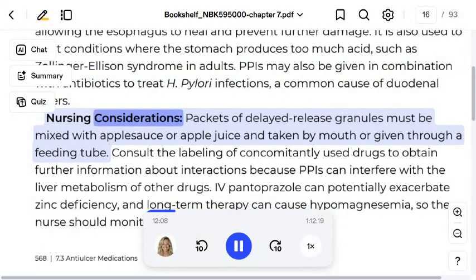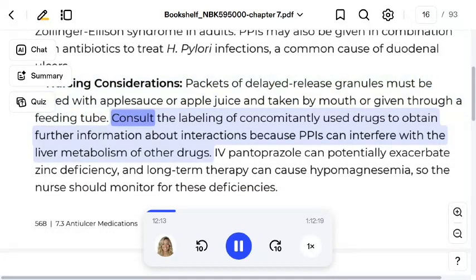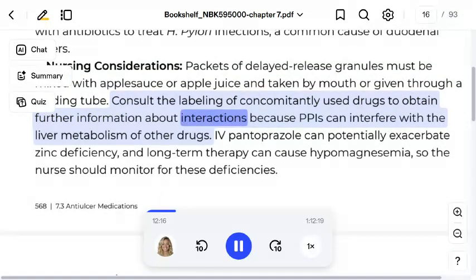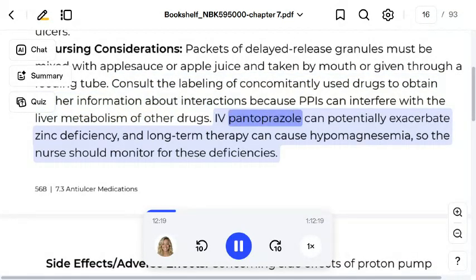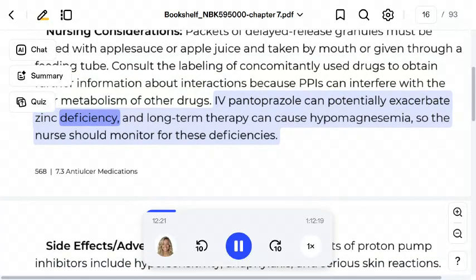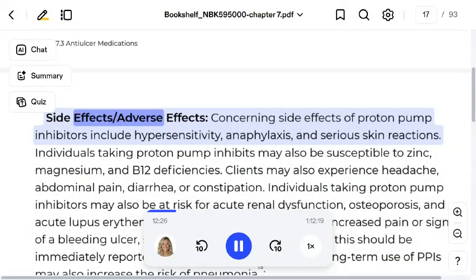Nursing considerations: packets of delayed-release granules must be mixed with applesauce or apple juice and taken by mouth or given through a feeding tube. Consult the labeling of concomitantly used drugs to obtain further information about interactions, because PPIs can interfere with the liver metabolism of other drugs. Pantoprazole can potentially exacerbate zinc deficiency, and long-term therapy can cause hypomagnesemia, so the nurse should monitor for these deficiencies. Side effects. Adverse effects.